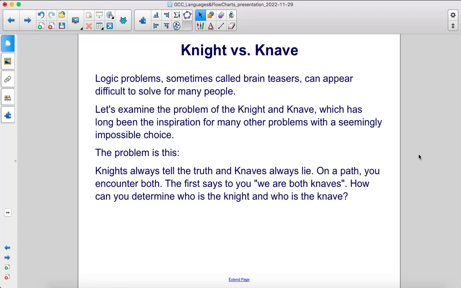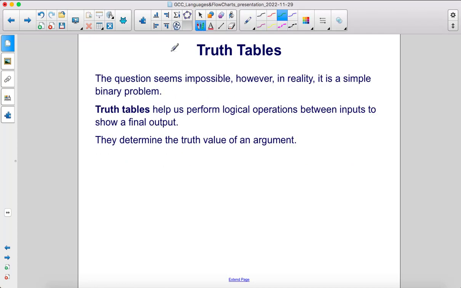The first says to you, "We are both knaves." How can you determine who is the knight and who is the knave? The question seems impossible. However, in reality, it is a simple binary problem. Truth tables help us perform logical operations between inputs to show a final output. They determine the truth value of an argument.